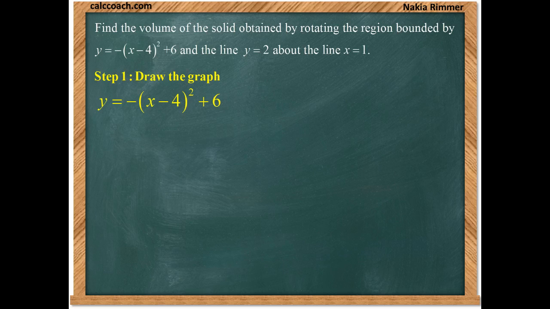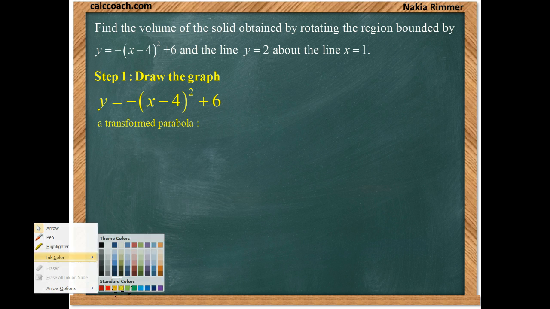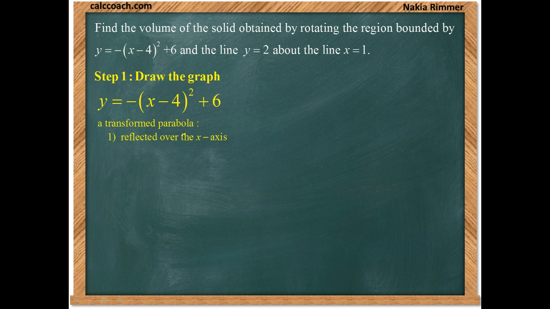This is actually standard form for a parabola, but it's been transformed. There's been some alterations to regular y equals x squared. The minus out front shows that it's been flipped, reflected over the x-axis. The minus 4 that's in there with the x shows that it's been shifted 4 units, but not to the left, to the right. The plus 6 at the end shows it's been shifted 6 units up.